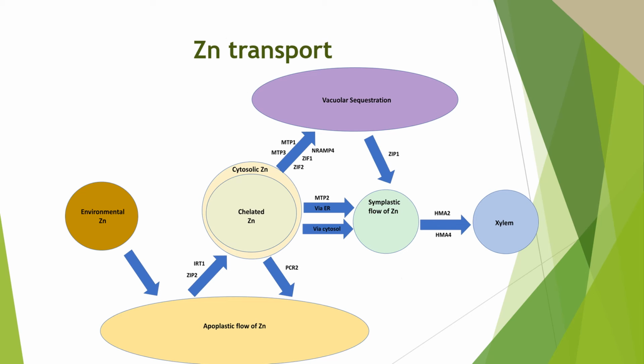Now, note how the cytosol here has two compartments. It has chelated zinc and also free zinc, with the free zinc being the minority. Now, from the cytosol, it can continue with symplastic flow towards the xylem, or it can be moved into vacuolar sequestration. I've only used one organelle here, but obviously, remember, plants have a whole bunch of different organelles. I've just tried to make it simple.